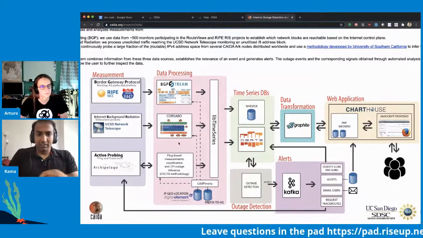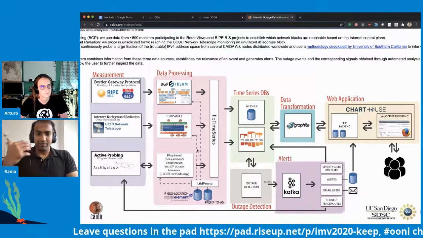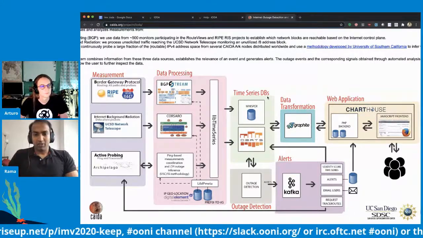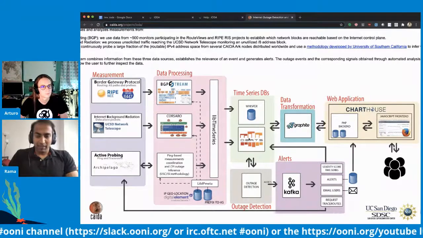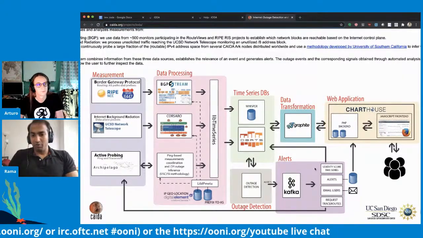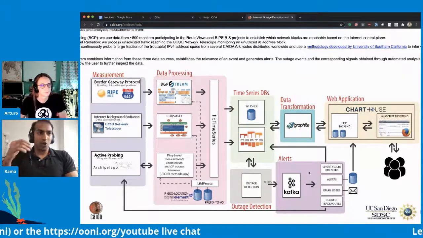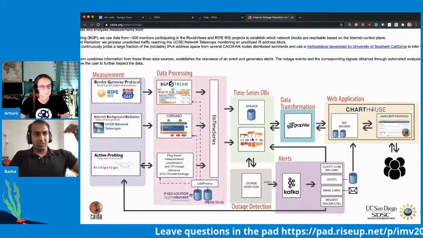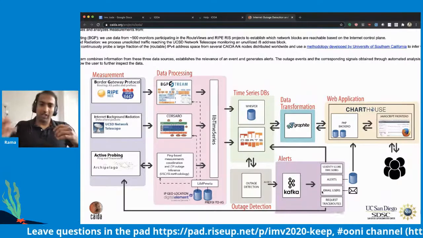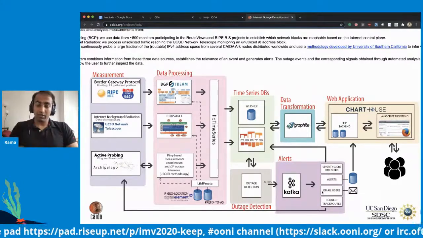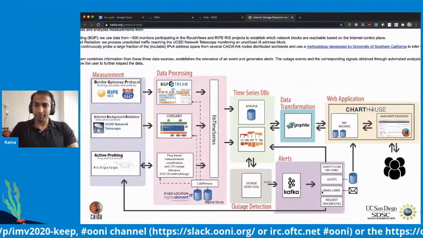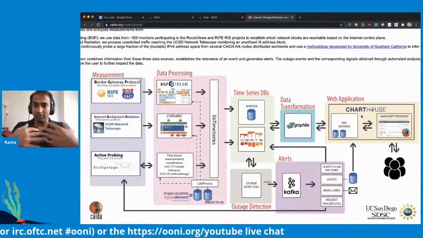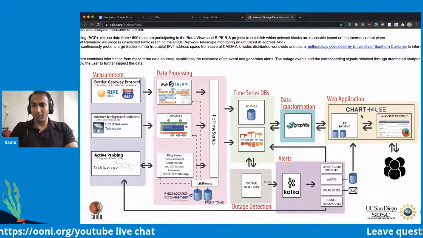All of these are inserted into time series databases. We use something called DBATs, and then we use Kafka to obtain automatic alerts. The DBATs is where the time series are stored, and then Kafka actually gets the alerts from the DBATs databases by crunching through them. And then we have Charthouse, which is what the UI is built upon.